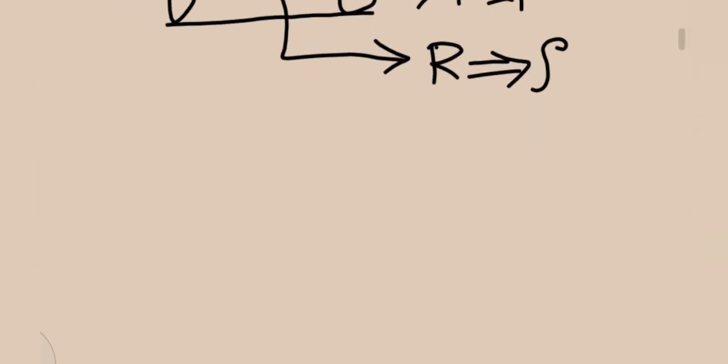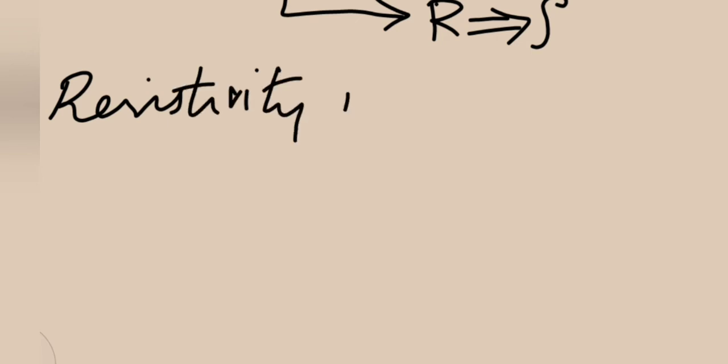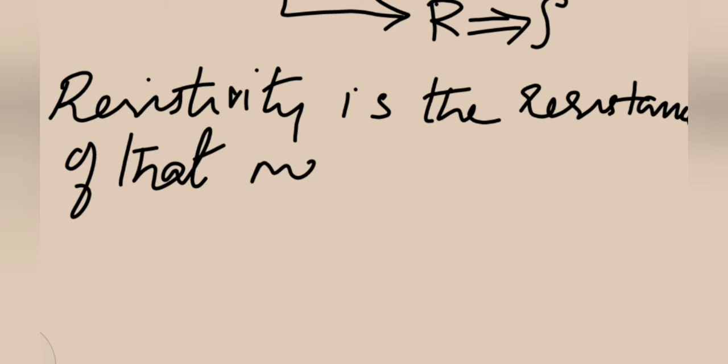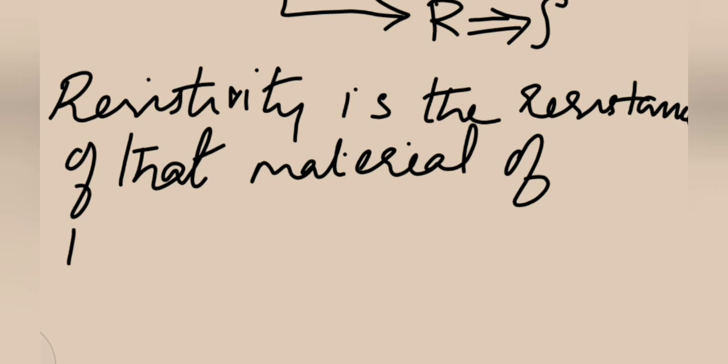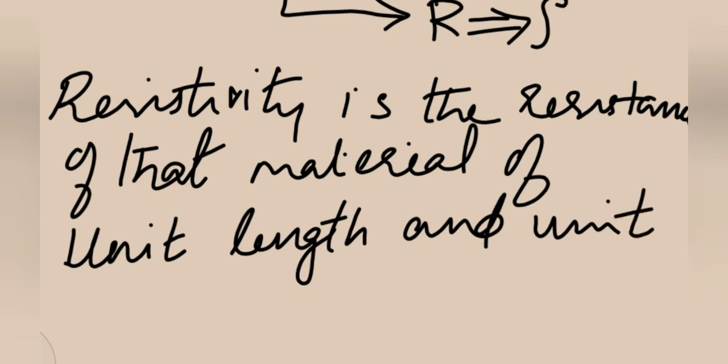So we can define resistivity. Resistivity of a material is the resistance of that material of unit length. That is important. Unit means 1 length, the value of length is 1. Unit length and unit area of cross section, that is, area is also unity.